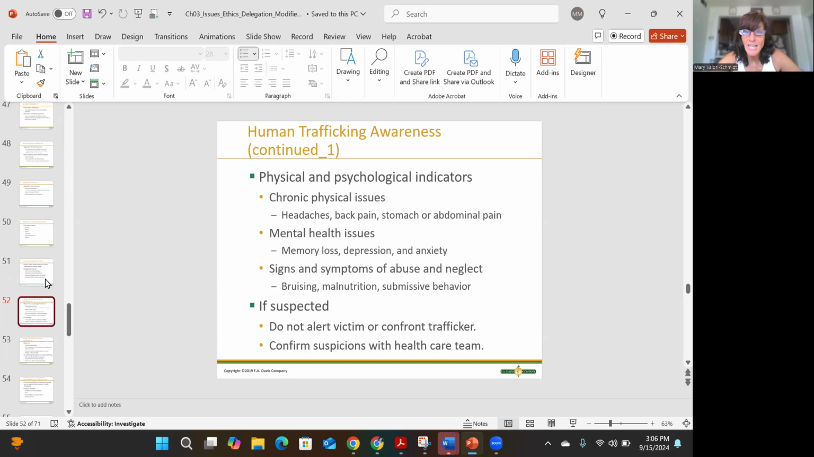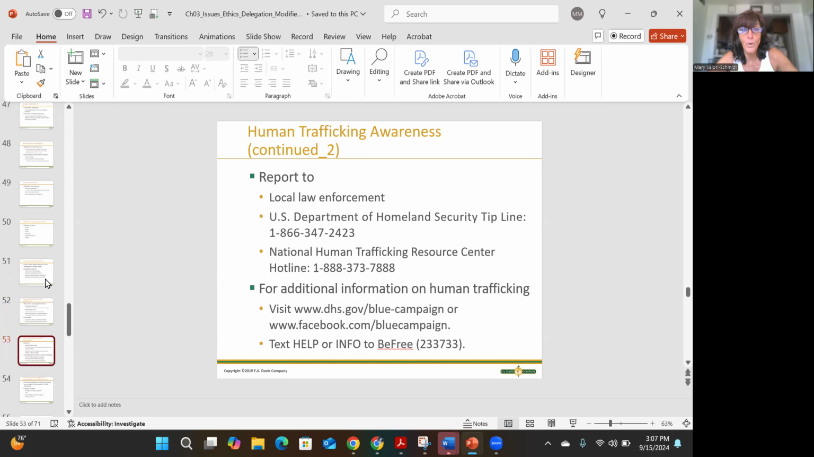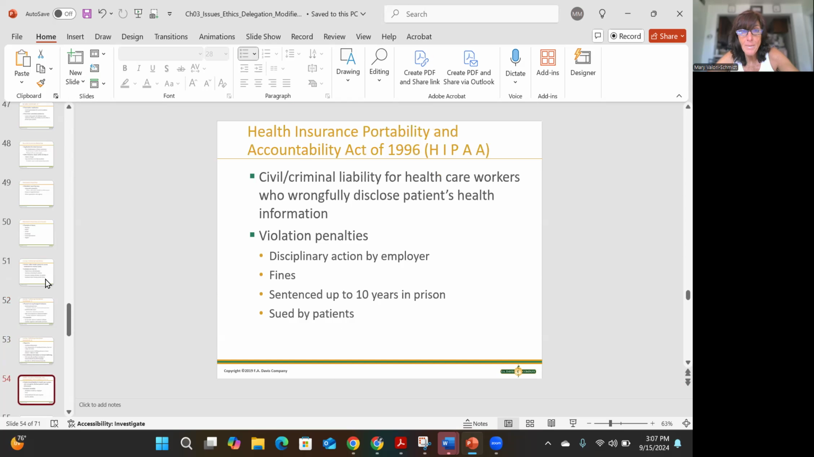There are some physical and psychological indicators like chronic issues like headaches, back pain, stomach ache, and we can't figure out what's wrong because of stress. Memory loss, depression, anxiety, and then, of course, signs and symptoms of abuse and neglect like bruising, malnutrition, or just submissive behavior, right? Do not say anything in front of the victim or the trafficker. Just get with your team immediately, okay? They'll know what to do. It has to be reported to law enforcement and Homeland Security, and there's a trafficking resource center, okay?